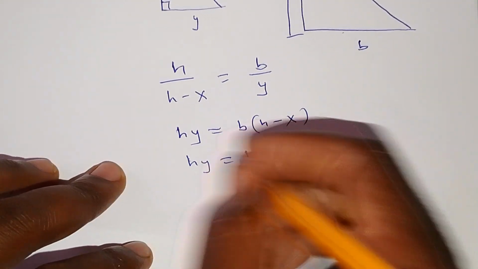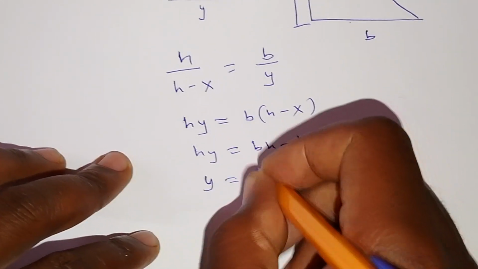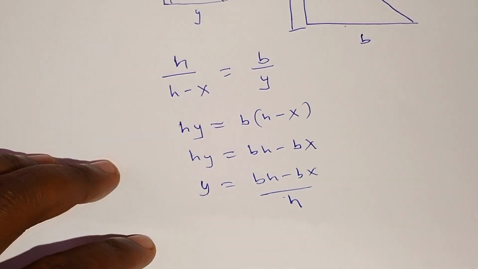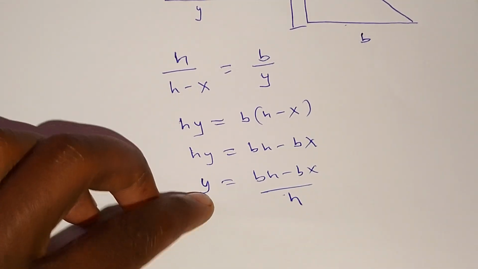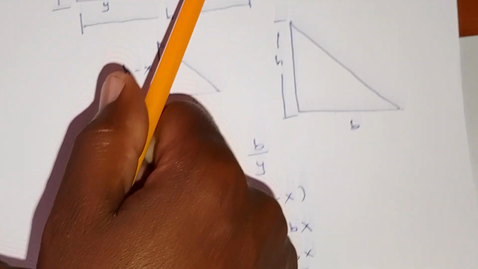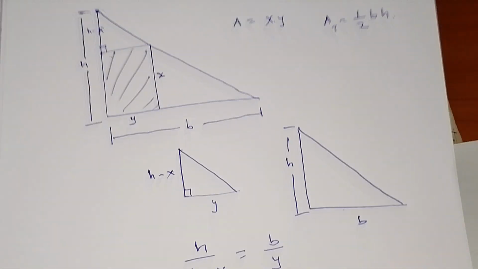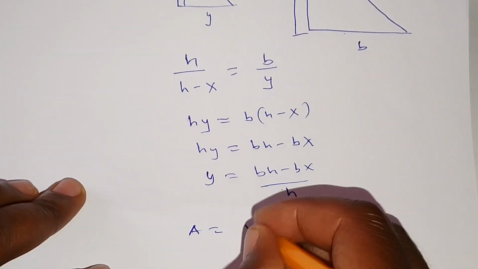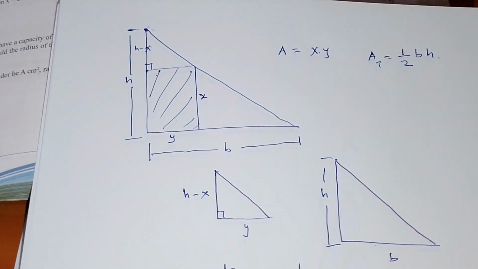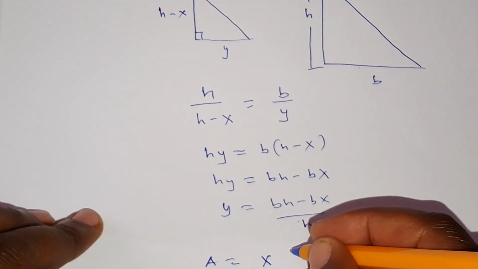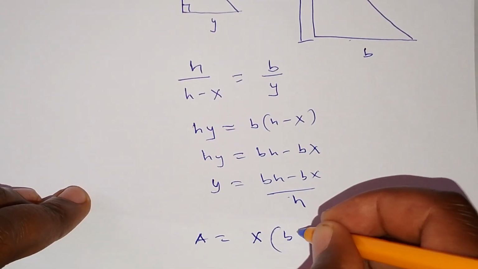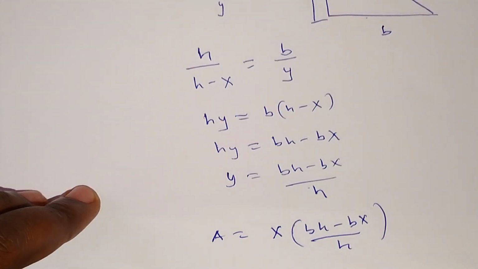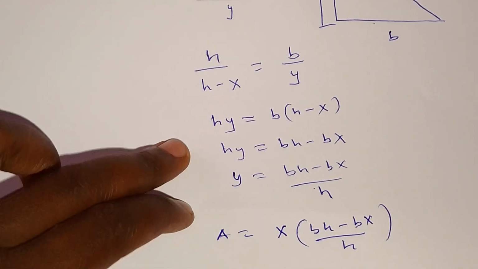Okay, so I want to differentiate this function after solving and getting the value of y, but of course I need to go back to the formula for the area of a rectangle, which is area equals xy. But of course x is known, so what I don't know is y. From here I can equate, so I have y equals (bh minus bx) over h. I think that is clear from that point.